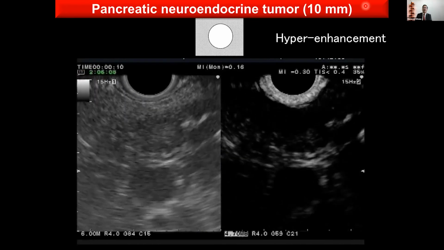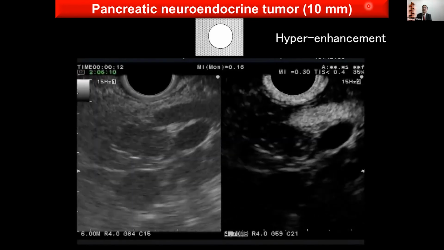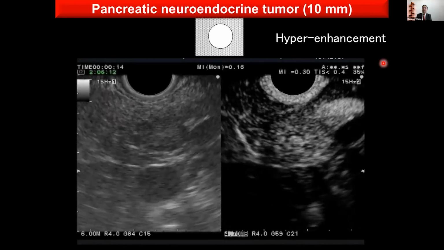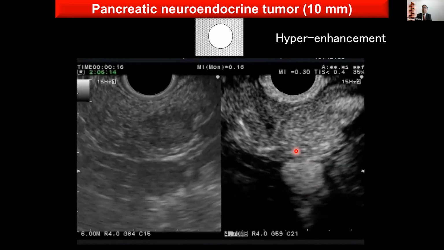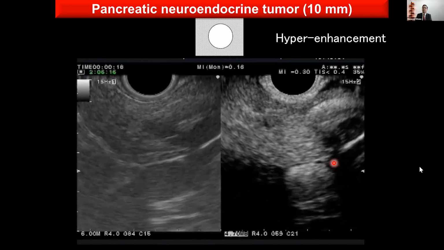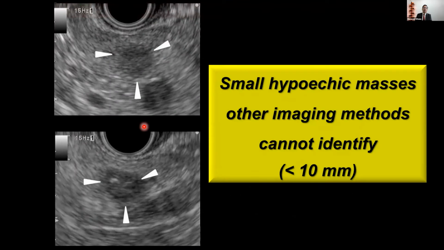This is a typical image of neuroendocrine tumor with hyper-enhancement. You can see stronger enhancement compared to the surrounding tissue. We can see that this is a small hypoechoic mass that other imaging methods cannot identify. The diameter was less than 10 millimeters.